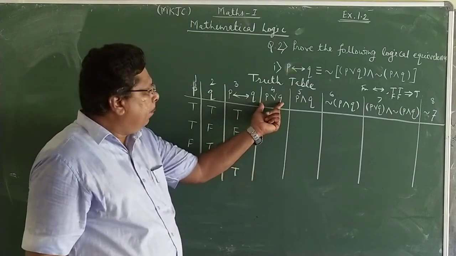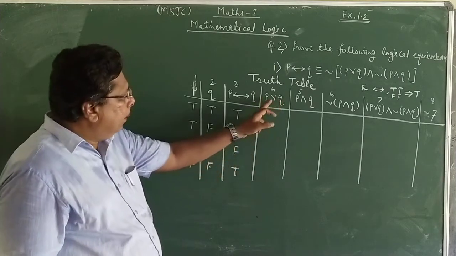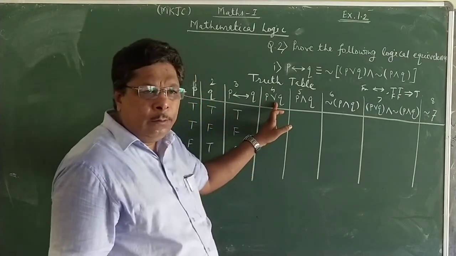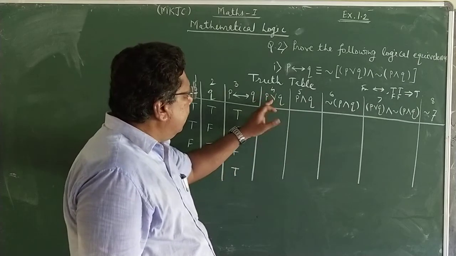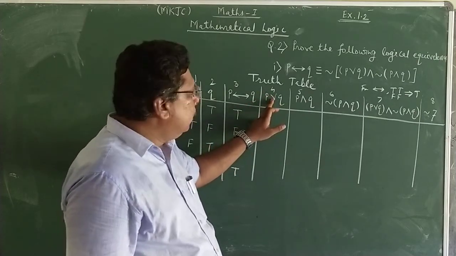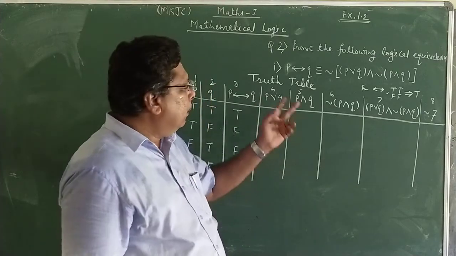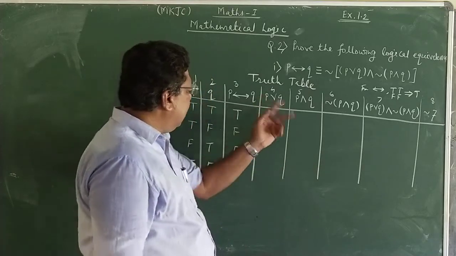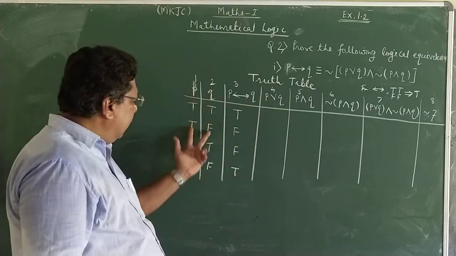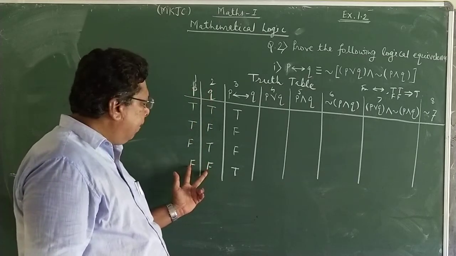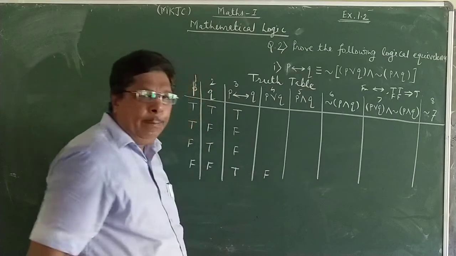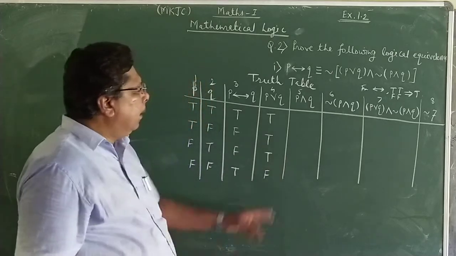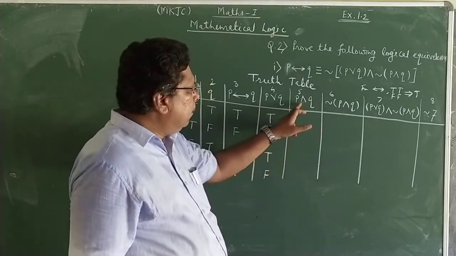Now see column number 4. In column number 4, P or Q, in between P and Q, connective is OR. What is the requirement for the connective OR? Requirement for the connective OR is, both the statements are false, then their disjunction is false, and in all the remaining cases it is true. Now see whether this condition is satisfied with P and Q. Here in the last case both are false, therefore their disjunction is false, and remaining cases it is true. T, T, T, F.